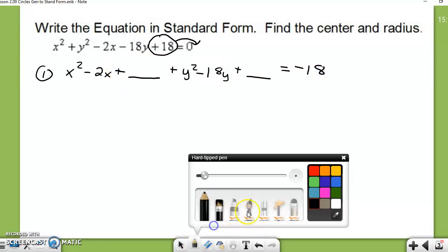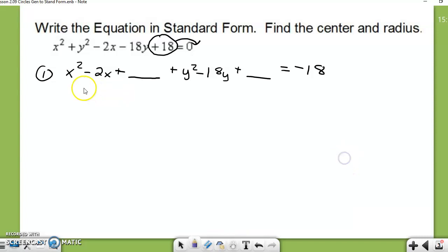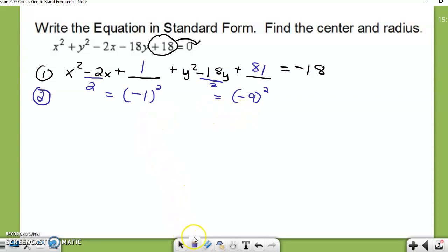Now I'm ready to complete the square. Completing the square is not difficult. Can you divide by 2? I'm sure you can. And then can you square them? Pretty sure you can do that too. So you're just going to take your b value and divide it by 2. Whatever that equals, in this case it's a negative 1. I'm going to square it, and I'm going to add it here. Come to this b value, divide by 2. It equals a negative 9. I'm going to square it, and I have 81. Okay, so now I've completed the square.